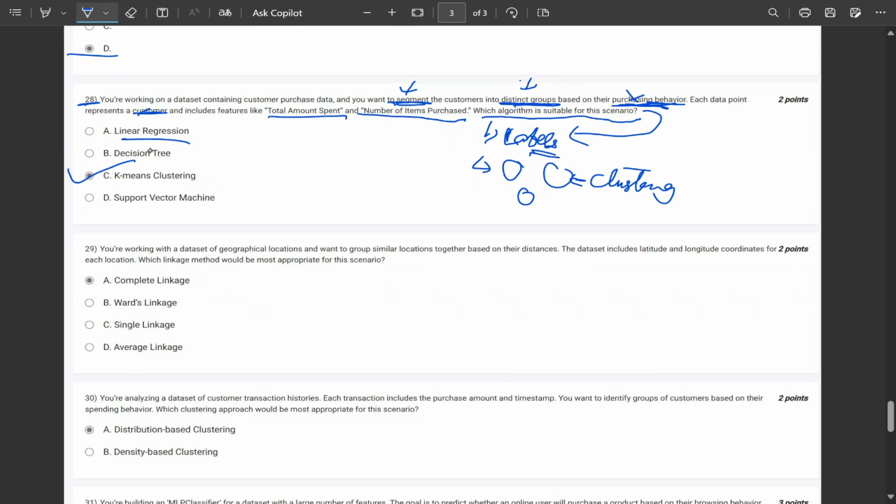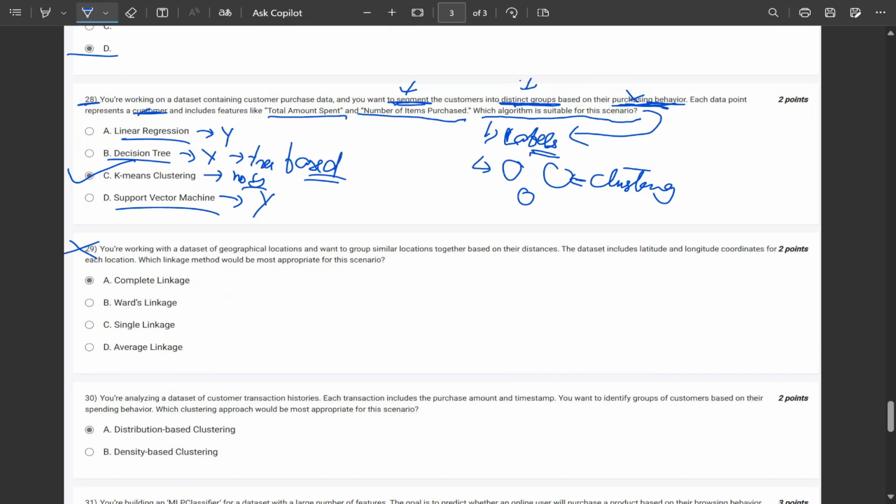Linear regression is a linear model. It doesn't work without your labels. Decision tree, again labels are required. Support vector machines, again labels are required. And linear regression and support vector machines are linear models, whereas decision tree is a tree based approach. Without labels you can't work with it. But K-means clustering is an unsupervised learning algorithm. It can work without labels. So keep that in mind.